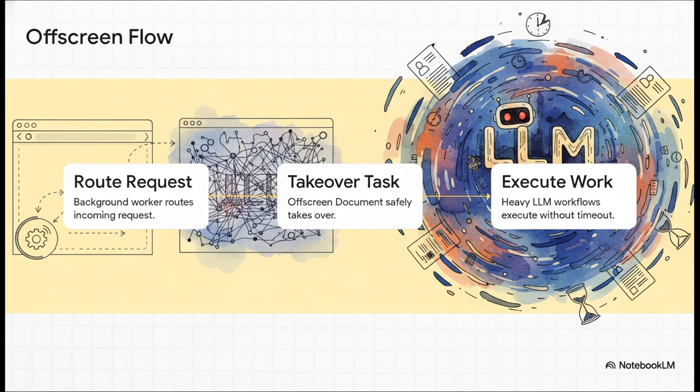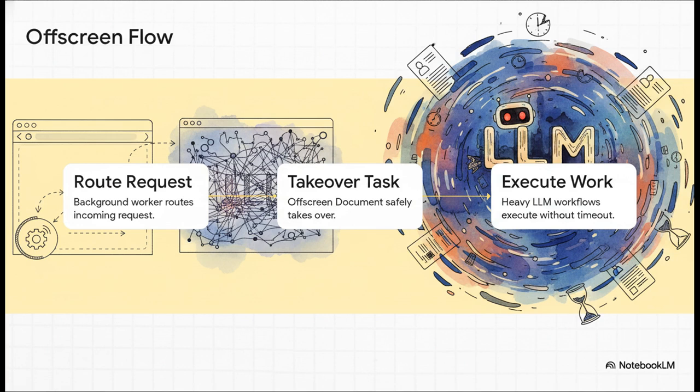Step 1. The background service worker goes back to doing what it actually does best, acting purely as a message router and a listener for saving data to IndexedDB. Step 2. It immediately routes any incoming requests for job analysis over to an off-screen document. Step 3. The off-screen document safely takes over the task. And the true beauty of this? The off-screen document is completely immune to that strict 5-minute service worker timeout. So those heavy LLM workflows can now execute uninterrupted no matter how long the AI needs to sit there and ponder the job description.